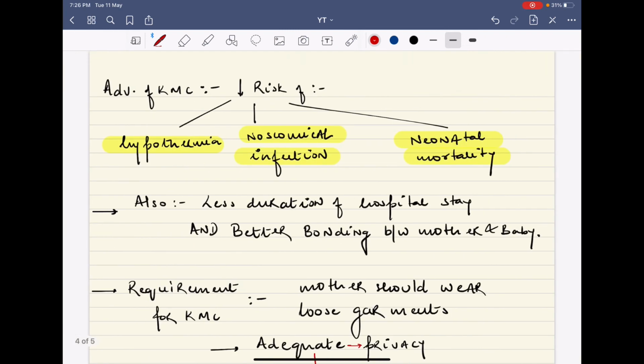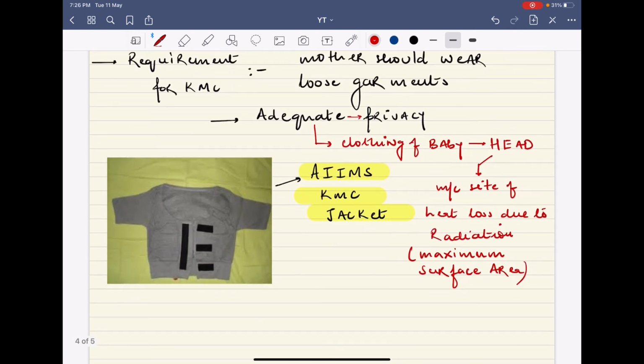Otherwise, what will happen? You know that the most common site of heat loss due to radiation is the head. Remember this question part. The most important site of heat loss due to radiation is the head, because you know that the head has the maximum surface area.